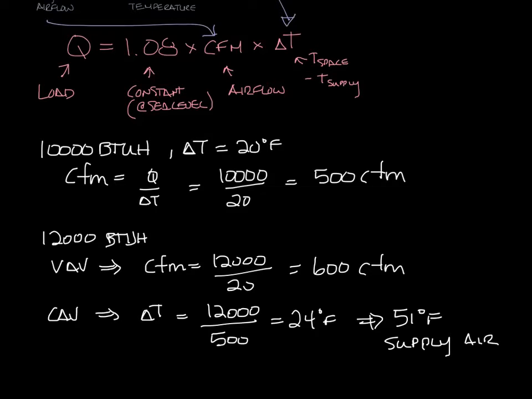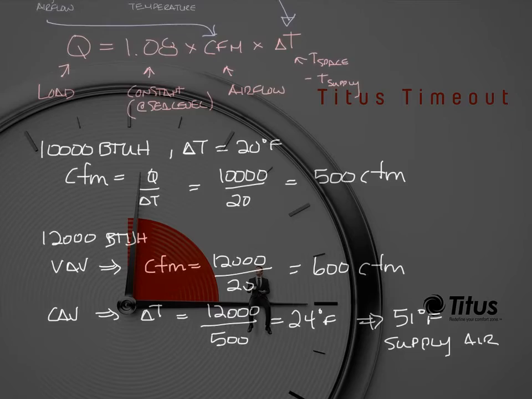In a VAV system, the VAV box damper would open to allow more airflow into this one space. In the constant air volume system, all the spaces would now be getting 51 degree supply air, and other spaces may become too cold. That's kind of the beauty of the VAV system. Each zone can control its own comfort.